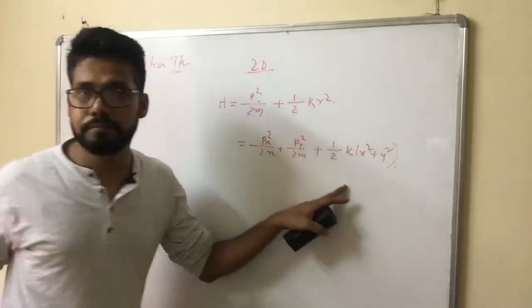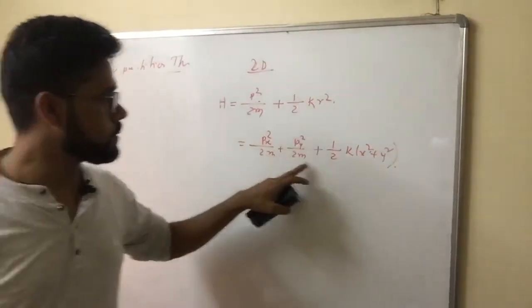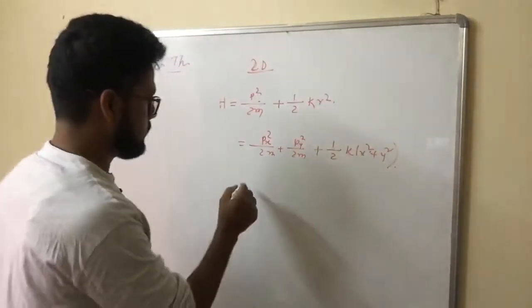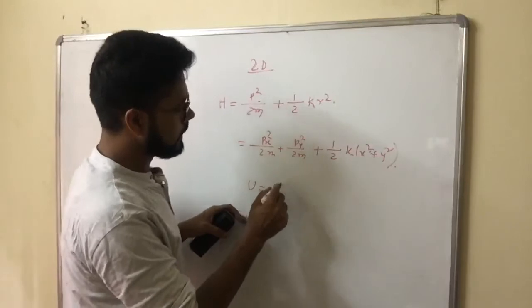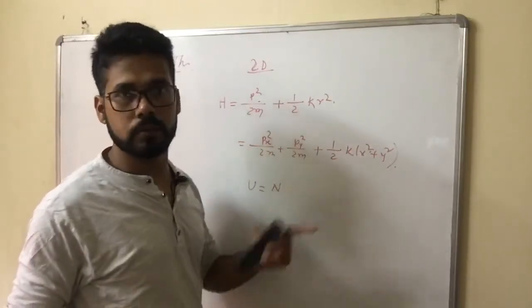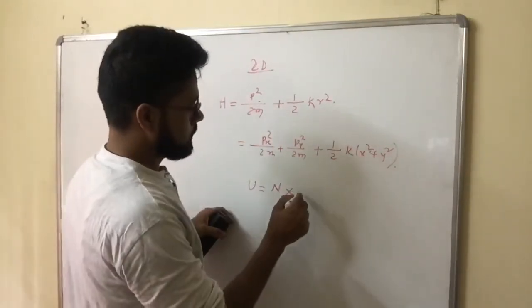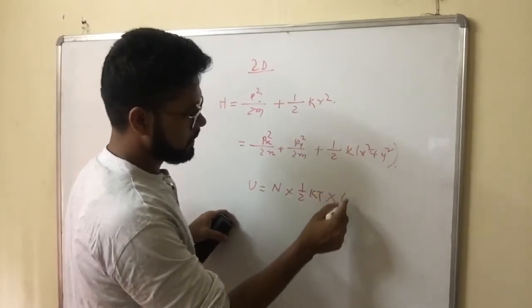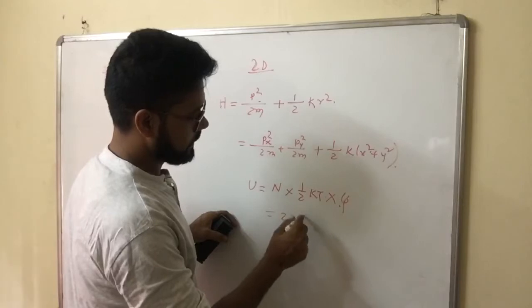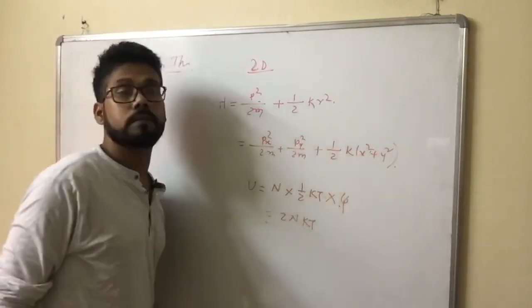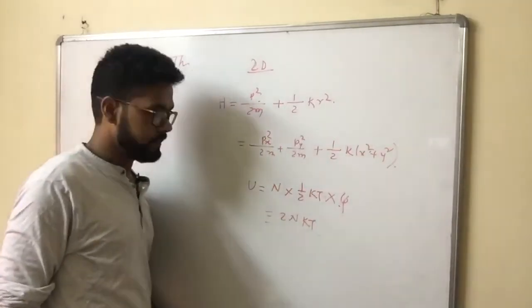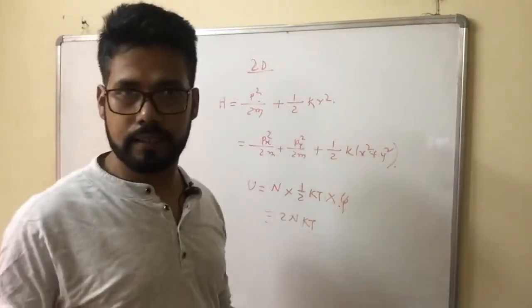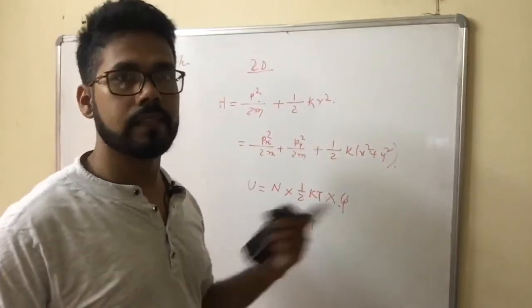How many degrees of freedom in a two-dimensional system? 1, 2, 3, 4. Four. Then the total energy will be, for N atoms, because the crystal is composed of N number of atoms, N into half kT into the degree of freedom 4, which is 2NkT. This is for a two-dimensional system. And the specific heat is equal to 2R. Specific heat is dU by dT.